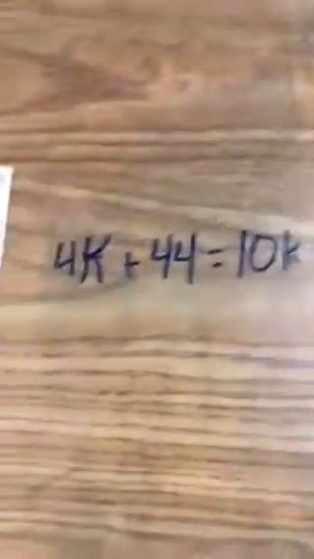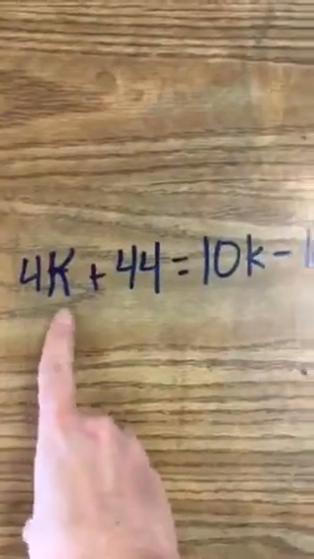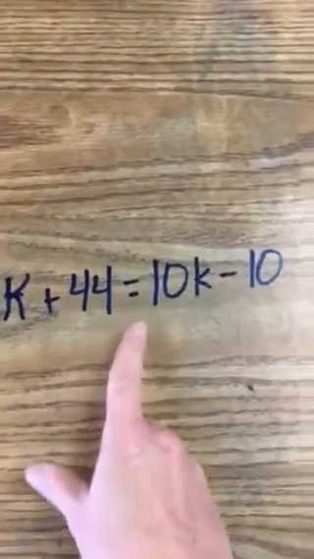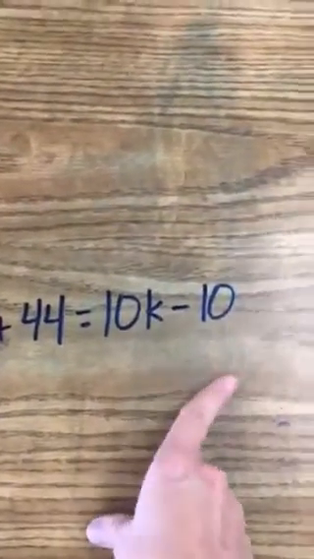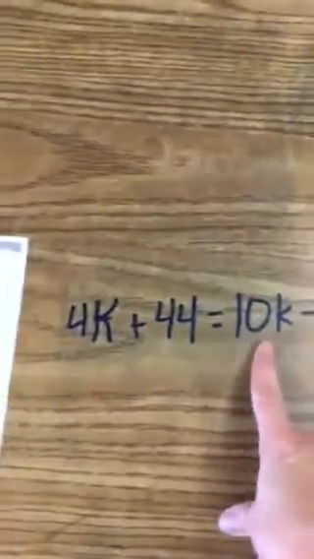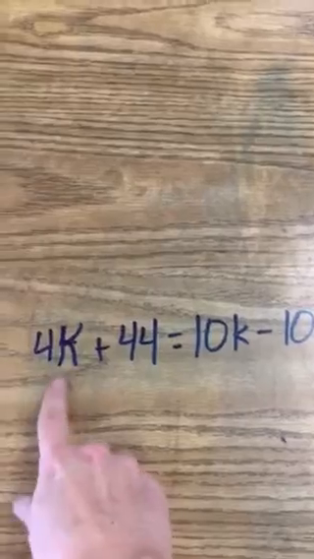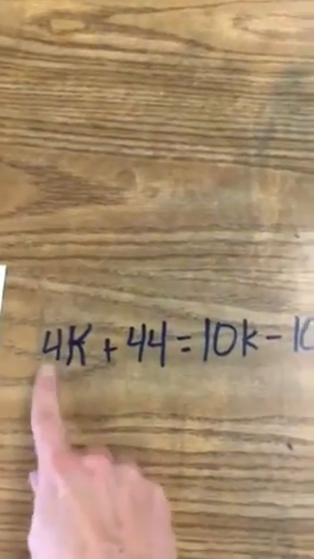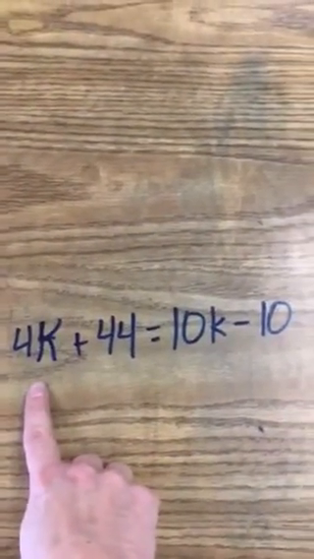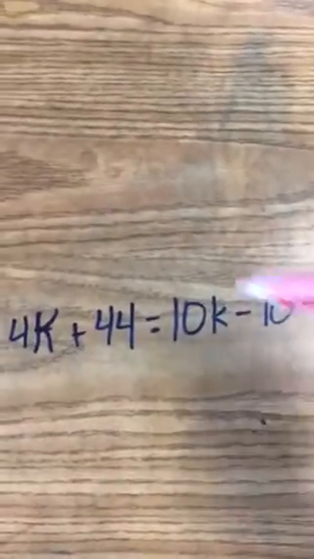We are still working. So if I write down this problem, I've got 4k plus 44 is equivalent to 10k minus 10. So yes, indeed, I have variables on each side. Now recall, this actually means 4 times k. So there is an operation here. What we always want to look for is like terms. Well, lo and behold, 4k, 10k, those are like terms.